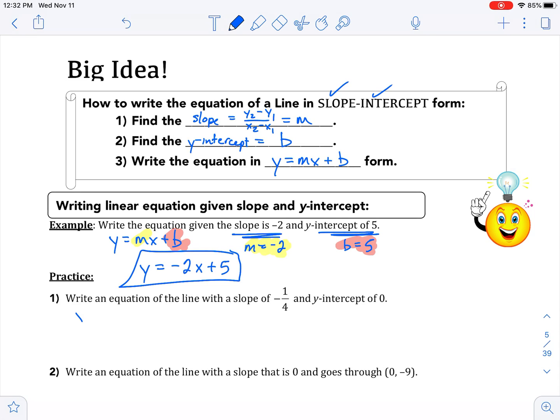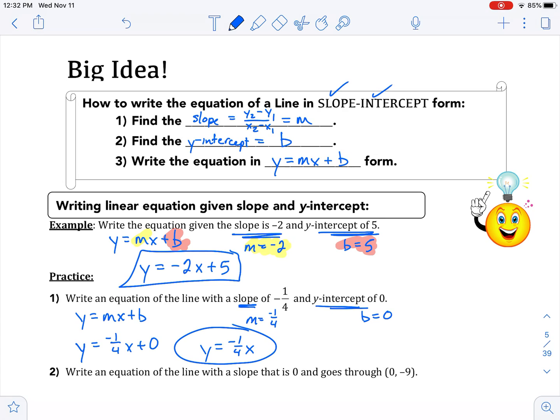I am going to do likewise, again, write y equals mx plus b. We're writing it in slope-intercept form. They tell me here that the slope is -1/4, and they tell me the y-intercept is 0. Well, when I write this, this is going to be y is equal to, again, the m value is -1/4 x plus 0. Because adding 0 is equivalent to the first part of the function, which is just -1/4 x, we can write this final equation as y equals -1/4 x. We do not need to leave the plus 0 in there.